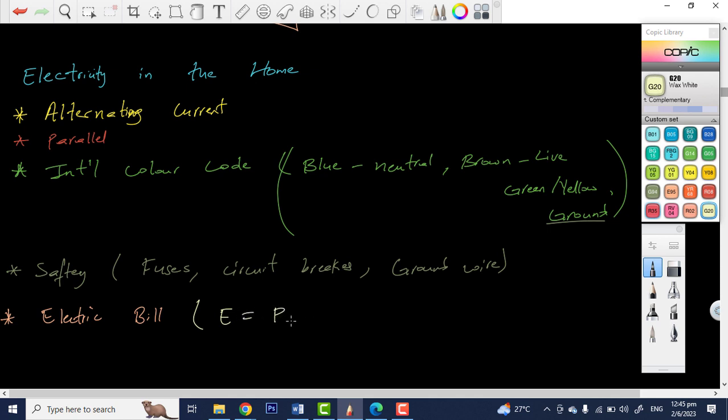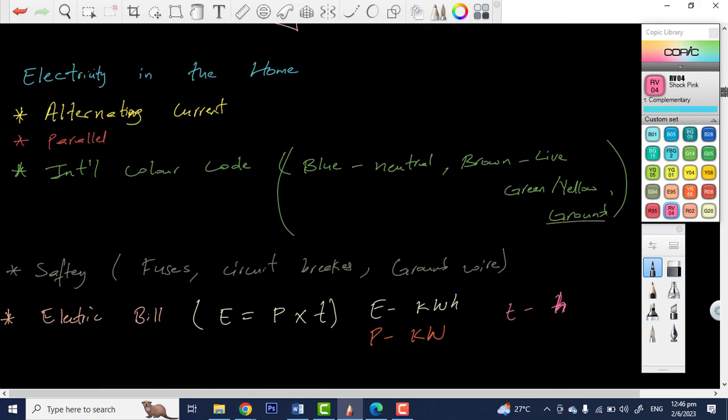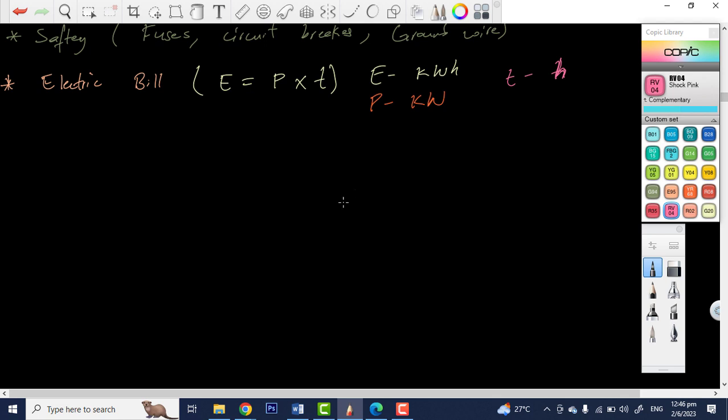We also need to know about electrical energy consumption, the electric bill, and you need to be able to apply the formula where the electrical energy E is equal to the power in kilowatts multiplied by the time in hours. So E is the energy in kilowatt-hours, P is power in kilowatts, and T is the time in hours. That's pretty much what we should be aware of.